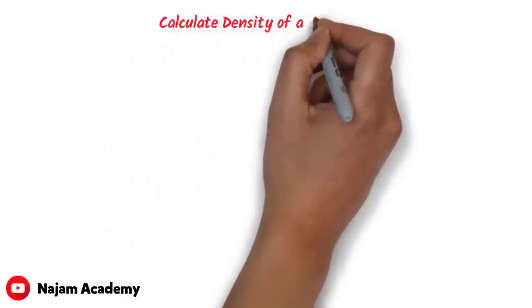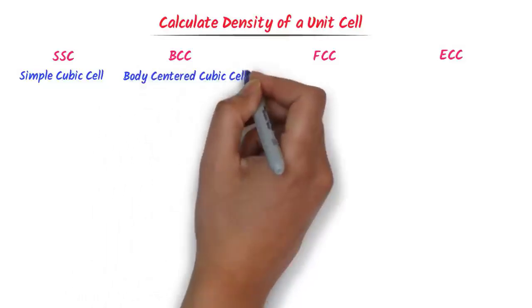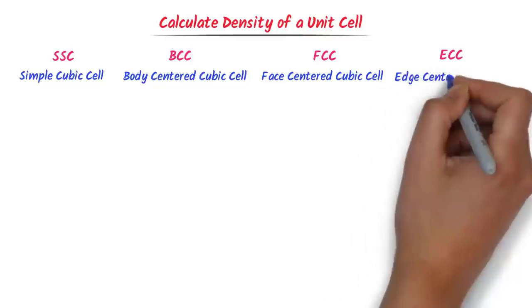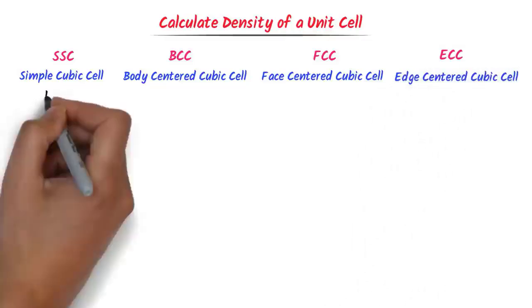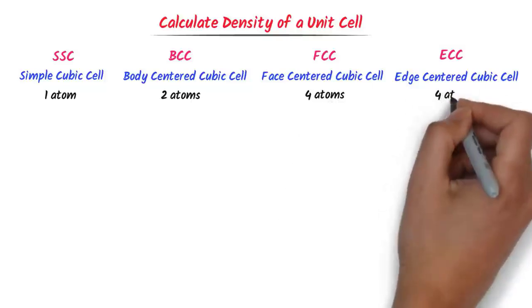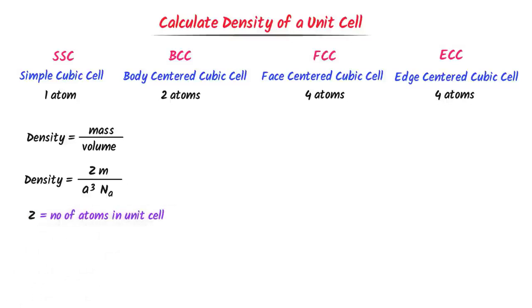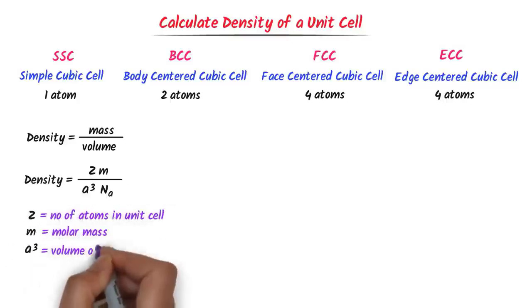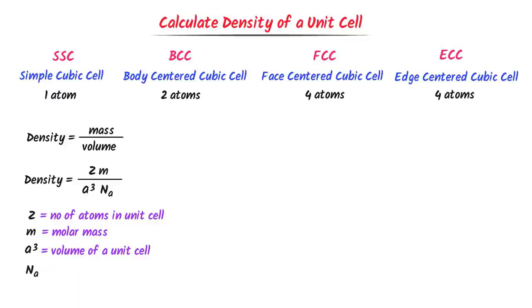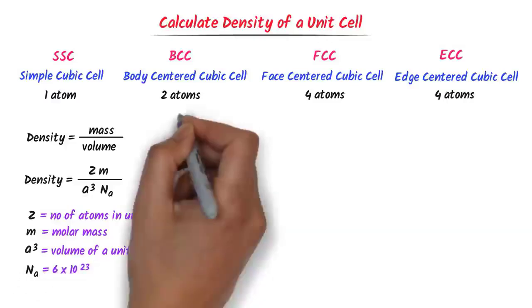Lastly, let me teach you the density of a unit cell. Firstly, I write SCC, BCC, FCC, ECC: simple cubic cell, body-centered cubic cell, face-centered cubic cell, edge-centered cubic cell. Now I write 1 atom, 2 atoms, 4 atoms and 4 atoms. We already know that density is equal to mass upon volume. Here, density is equal to Z times M upon a cube Na. This Z is the number of atoms in a unit cell, M is the molar mass, a cube is the volume of a unit cell, Na is the Avogadro constant, which is 6 into 10 to the power 23.